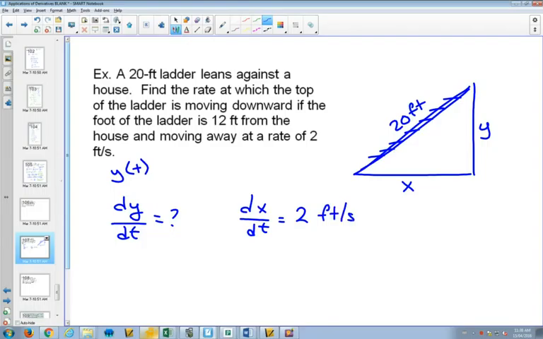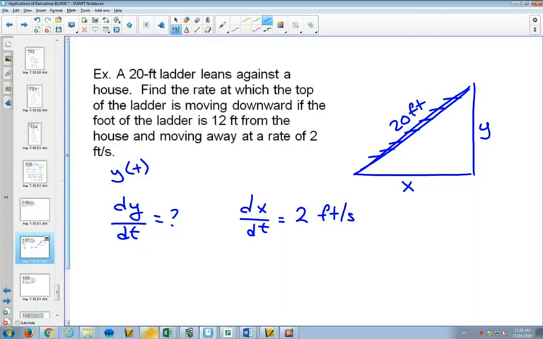What's going to be happening to y as that ladder goes down? That y is going to be decreasing. So what we're going to find is when we solve for dy/dt, we're going to get a negative value as our answer to show that that's actually decreasing, that your y value is getting smaller.